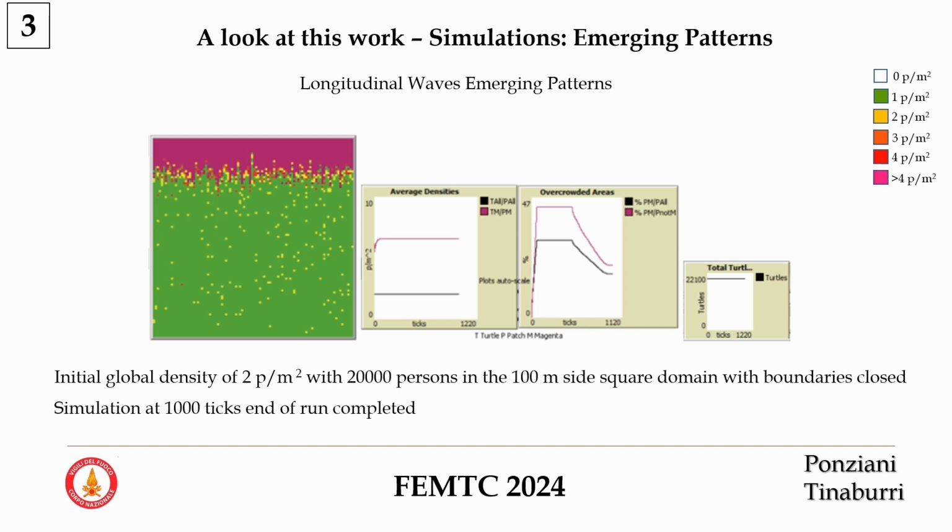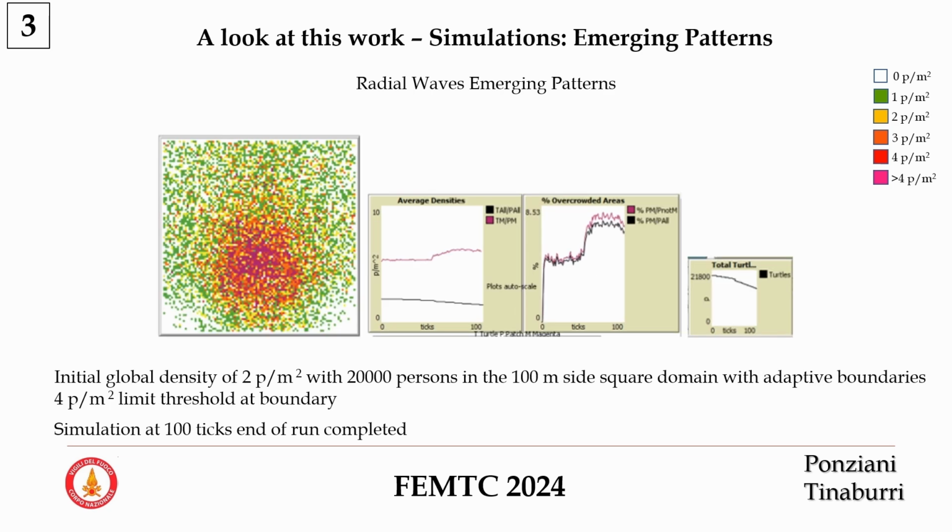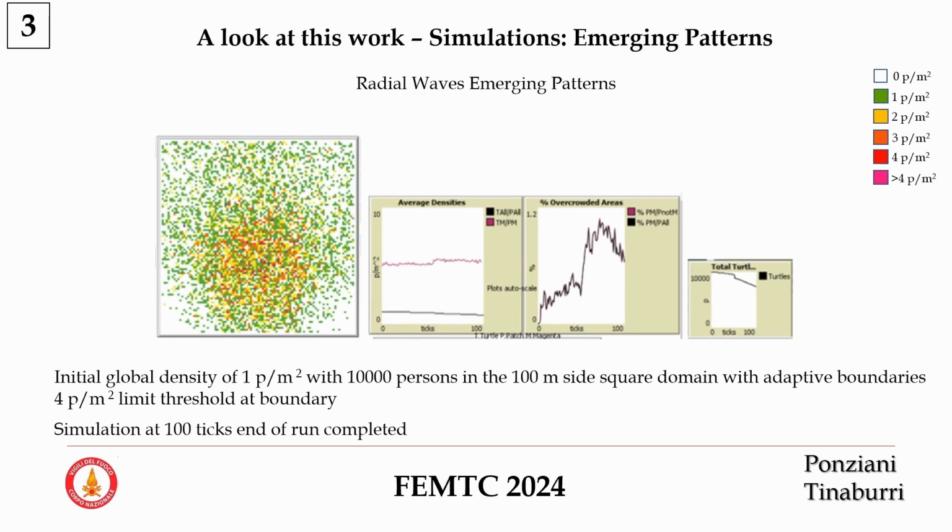And also you see the way the patterns present themselves in the view. The same thing when we reduce the initial global density to 1 person per square meter. And same for radial waves emerging patterns with 2 people per square meter density set up at the start, with simulation at 100 ticks of run with adaptive boundaries, having 4 persons per square meter as the limit threshold to get them opened. The same thing for initial global density of 1 person per square meter, or even better, of course.